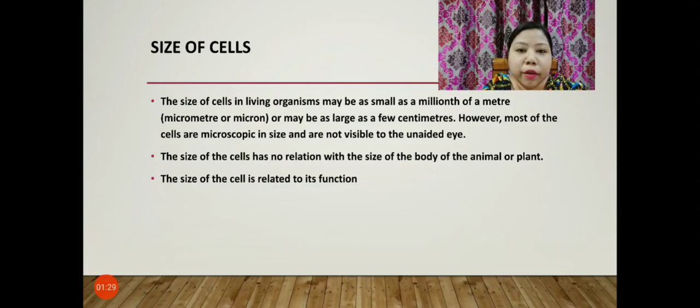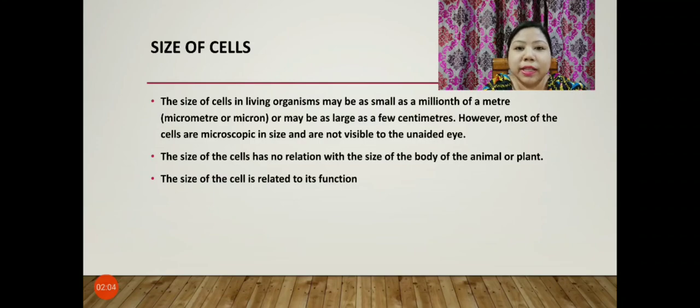Now if we think about the size of the cell in an elephant and in a rat. So if we compare the size of the cells present in an elephant and a rat, what do you think? That the size of the cells in an elephant would be larger or that in a rat? Actually, the size of the organism does not matter. The cell size depends on the function it performs.